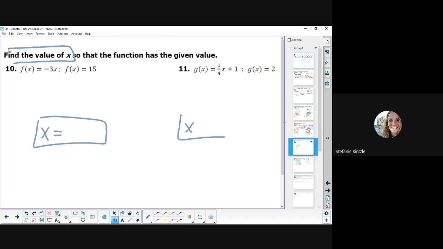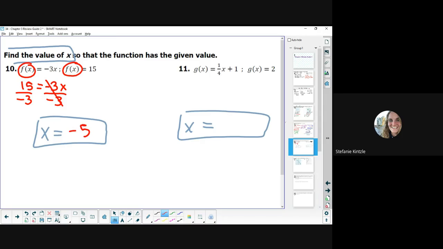Okay, you don't know what x is. Don't plug in anything for x. We know that f of x is 15. So you're going to replace f of x with a 15. Not just the x, the whole left side. So 15 equals -3x. Okay? And now we have an equation where we're going to find x, and we get x equals -5.